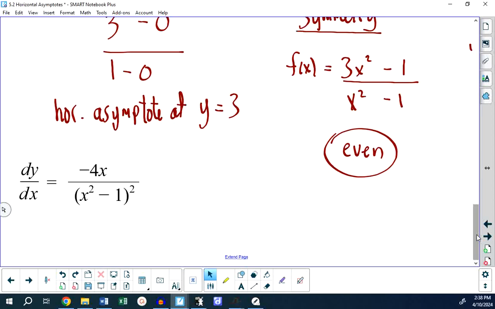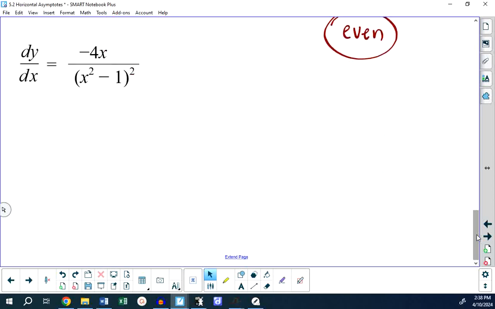What this means is that the critical values of the derivative will be 0 and plus or minus 1. Why 0? Because there's a factor in the denominator or the numerator of x. Why plus or minus 1? Because there's a factor of x plus 1 and a factor of x minus 1 in the denominator.